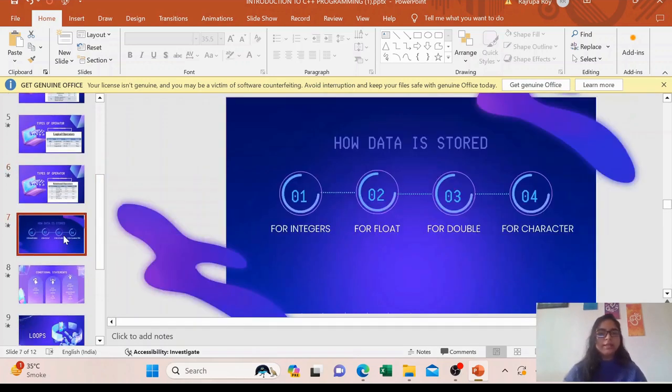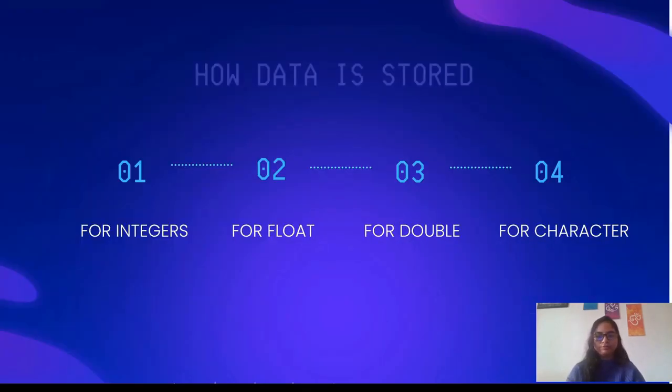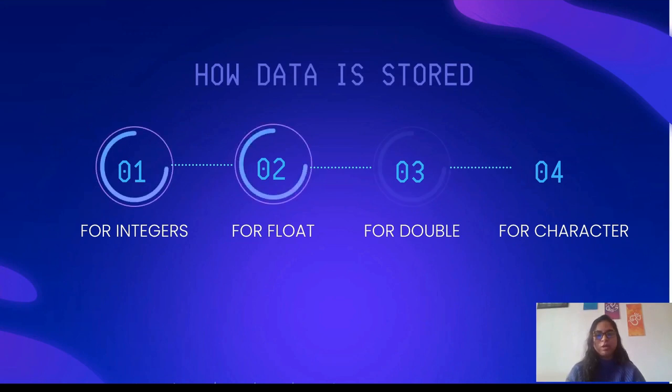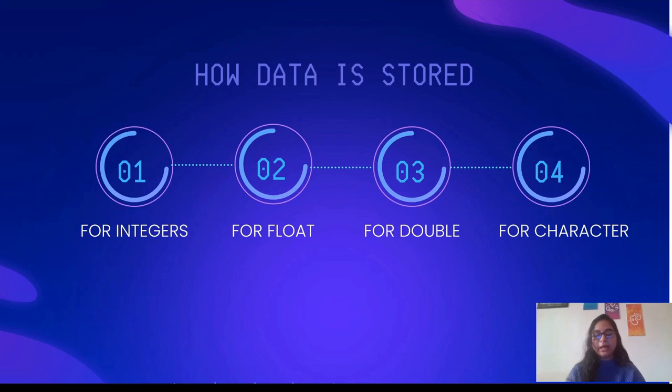So now let's start with the main important thing: how data is stored in the C++ language. How do we store data in integers? How do we store data in float? How exactly is data stored in a programming language, whatever we are using?